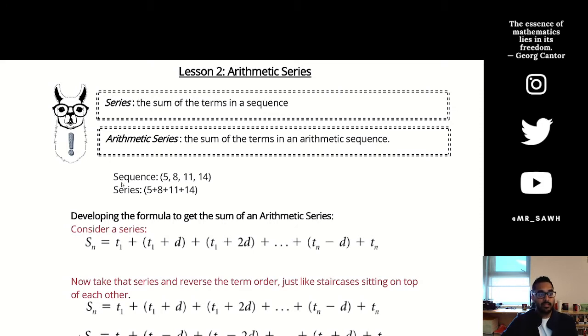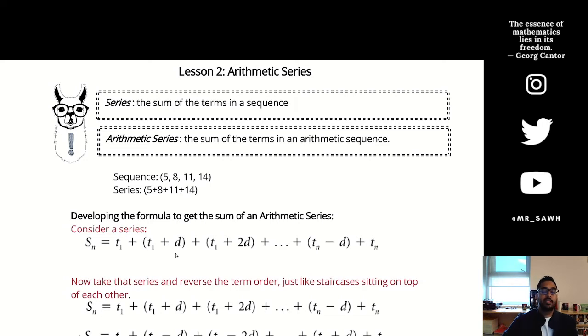So here is an example of a sequence, right? 5, 8, 11, 14, that's a sequence of 4 numbers. Their common difference seems to be 3. Every consecutive term is obtained by adding 3 to the previous one. Now the series is by taking those 4 terms and adding them up, literally the sum of them. So we can take the sum of those 4 terms.